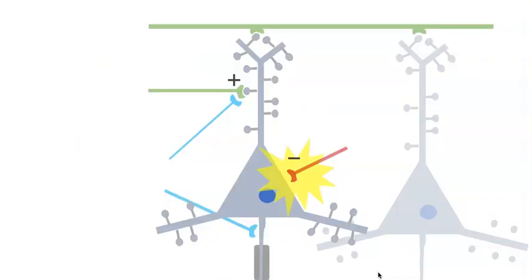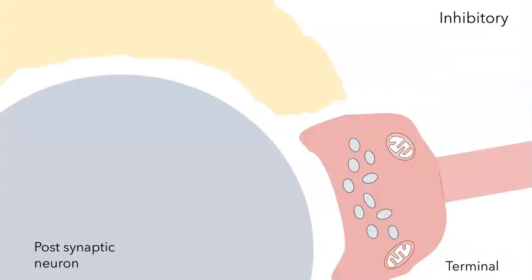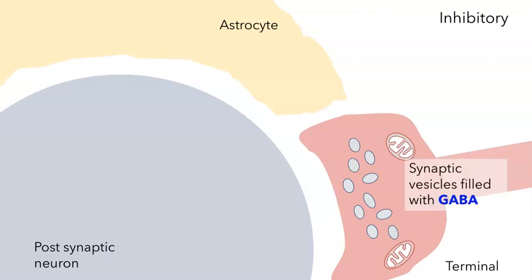Let's turn and look at a typical inhibitory synapse. Here's my cartoon. I've drawn the axon terminating onto the cell body, so remember inhibitory synapses can occur elsewhere in the neuron as well. I've also added an astrocyte. Here I've indicated that the synaptic vesicles are filled with GABA because GABA is the major neurotransmitter found at inhibitory synapses in the vertebrate brain.